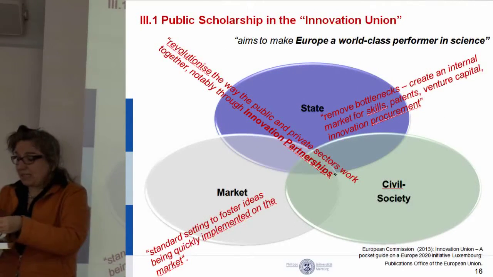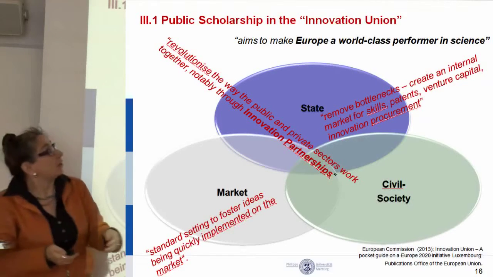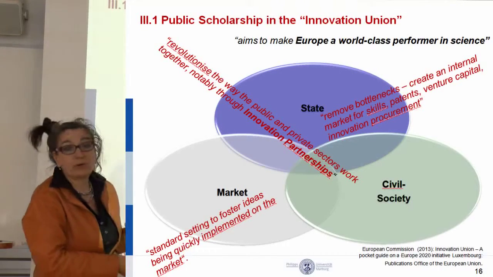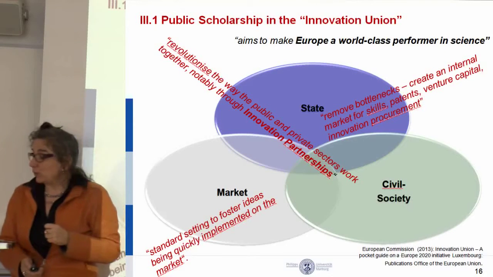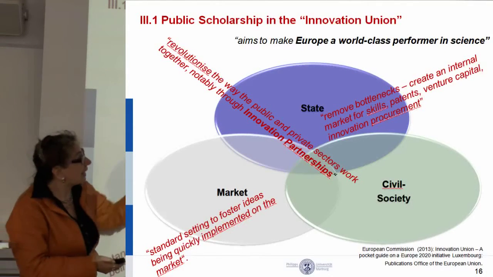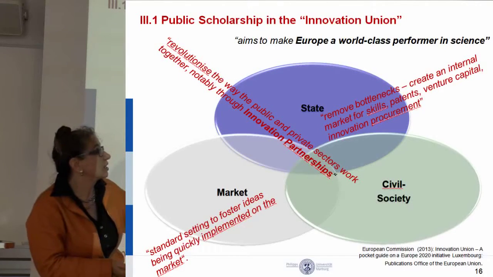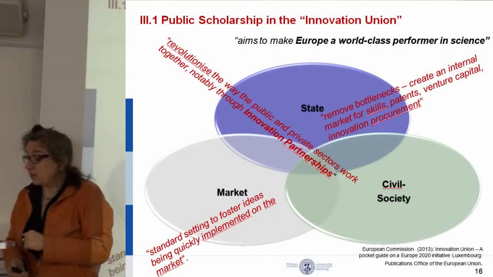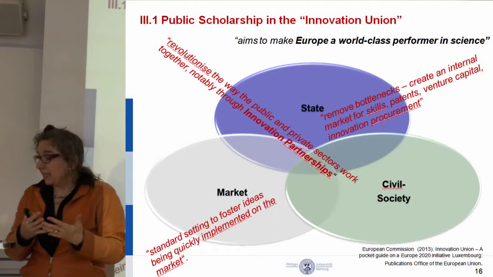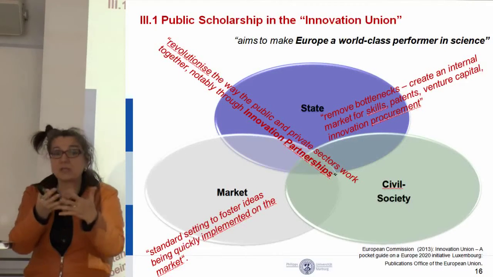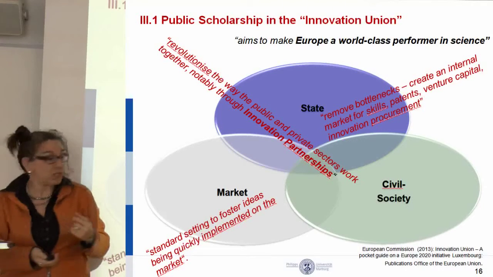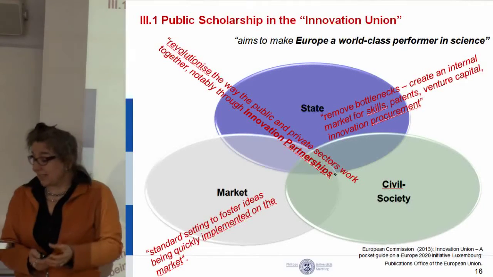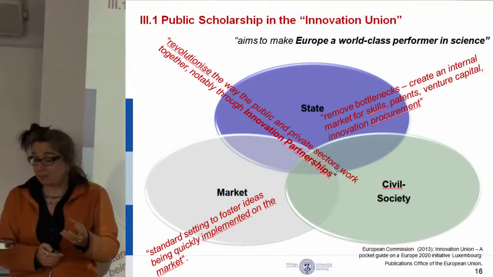Having spaces here of public scholarship in the Innovation Union, which we saw already is a dominant paradigm here, which is aiming to bring Europe up to a world-class performer in science. And the state should remove bottlenecks, create an internal market for skills, patents, venture capital, innovation, procurement. As well, it should revolutionize the way the public-private sector work together, especially innovation platforms as the mode thought of as a mode of knowledge creation, and the market should be the one who sets the standards in order to foster ideas being quickly implemented into the market.